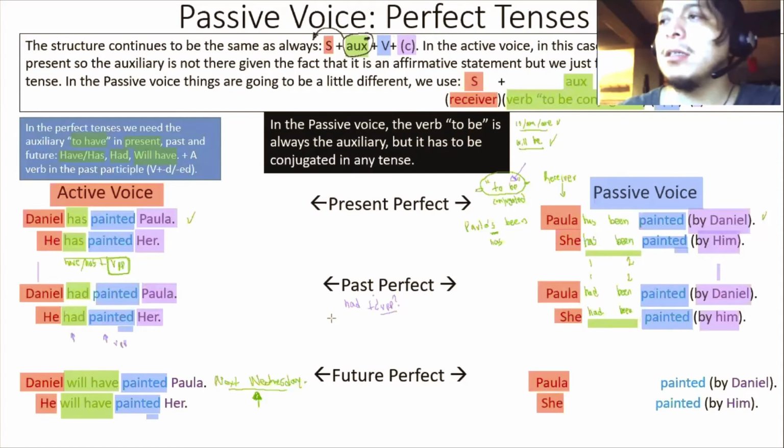Then after that, at the end, optionally, we have the complement. In this case, the complement is an object, and this object is the person receiving the action of the verb. The verb is painting. Daniel does the action of painting, and Paula receives the action of being painted.